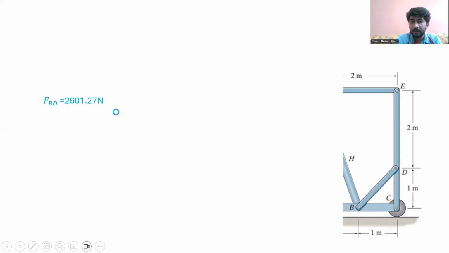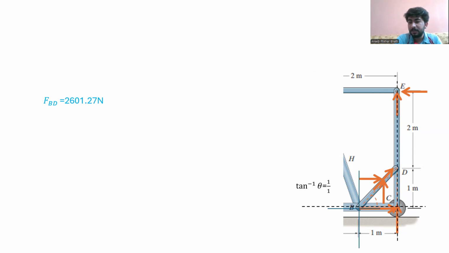Okay, so let's find the force in member PD, which is about 2601.27 Newton. How can we find this force? These are the forces acting, and we have already found the forces acting at point E. At point B, we have a right angle triangle, and we can find its angle by using tan inverse theta.